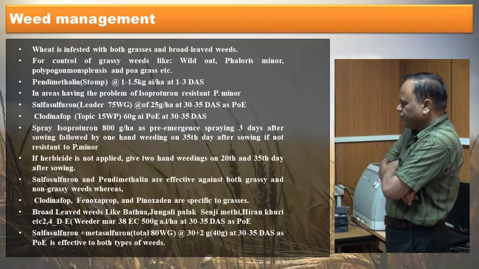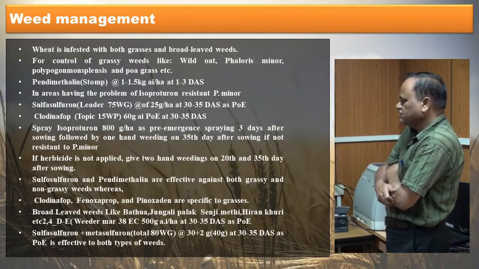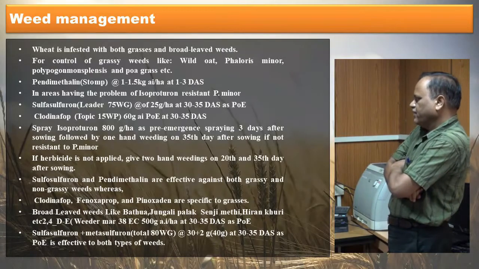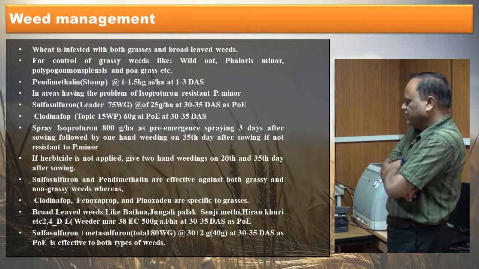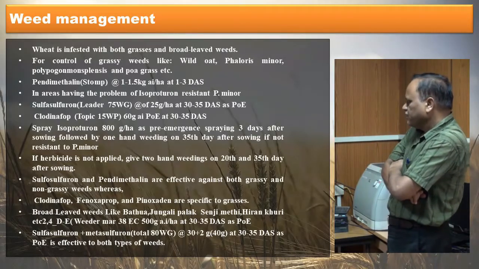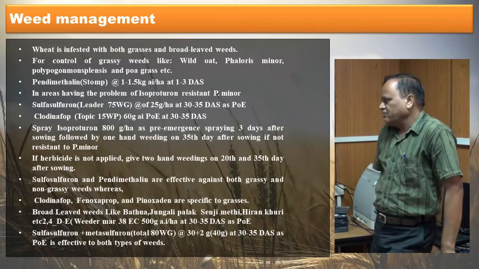As you know, both grasses and broadleaf weeds are found in wheat, and some of the grassy weeds are wild oat, Phalaris minor, Polypogon monspeliensis, and the Poa grasses.